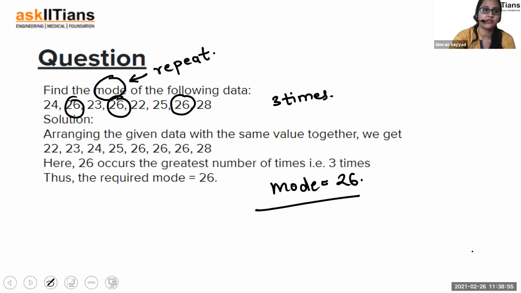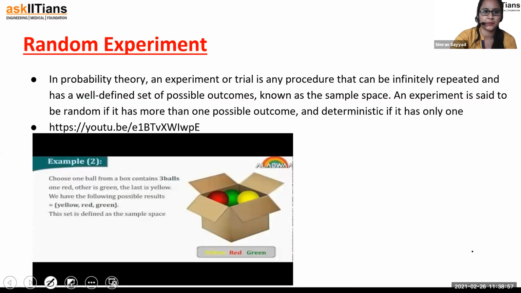Now we will look at what a random experiment is and the empirical probability. Now what is a random experiment? Okay, Rita.